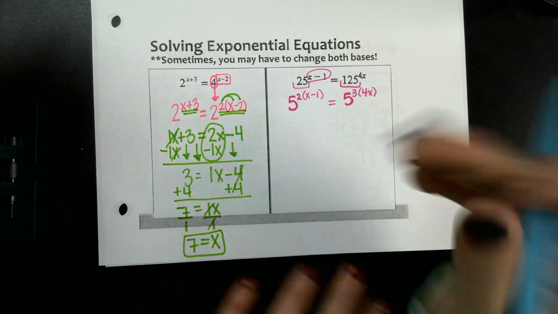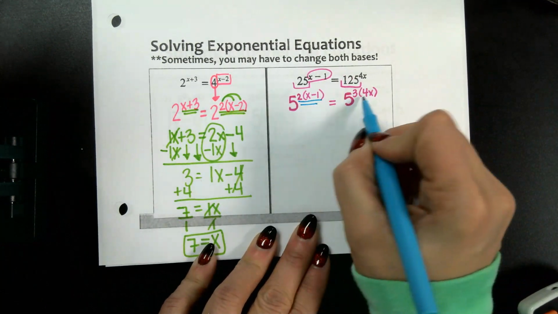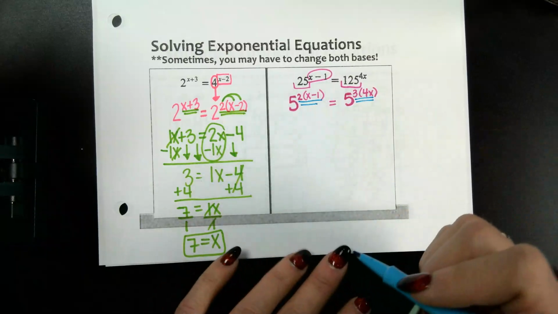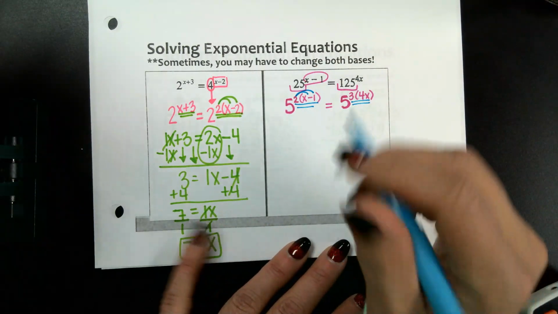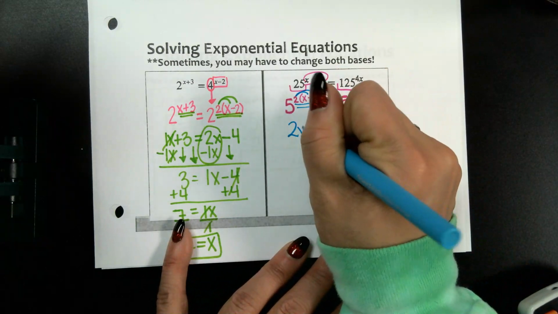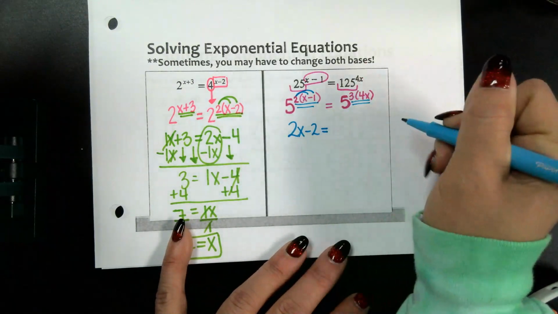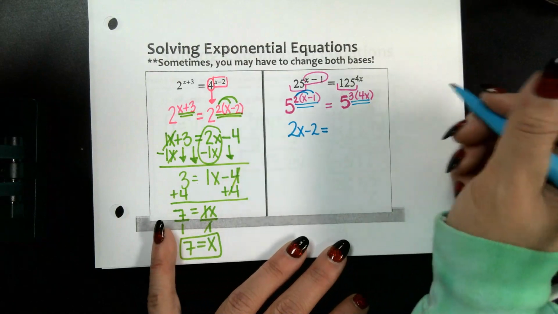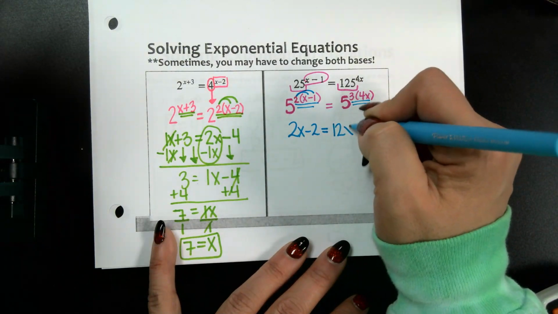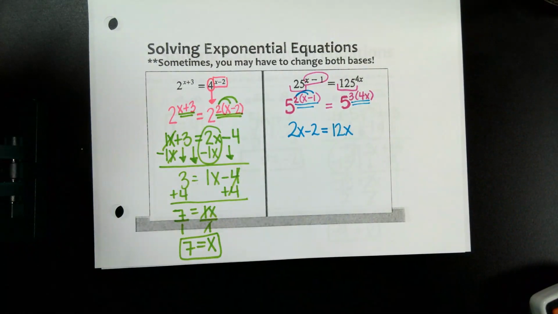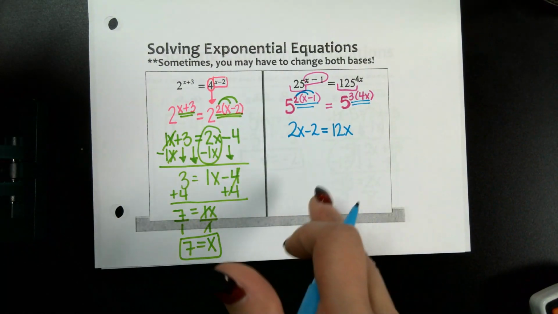All right, now our bases match, so we're going to take this exponent and set it equal to this exponent. Won't we have to distribute over here? And that would become 2x minus 2. Now on the right side, it's just 3 times 4x, which is what? 12x? Yep.